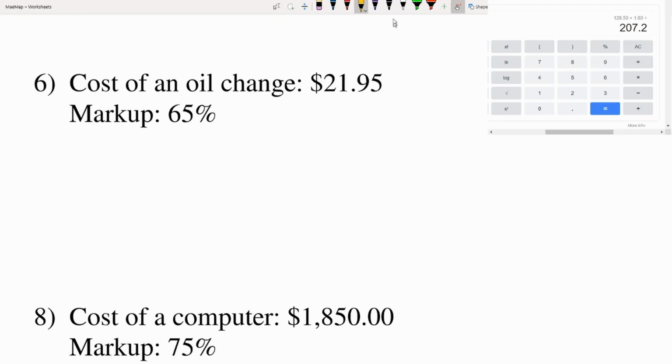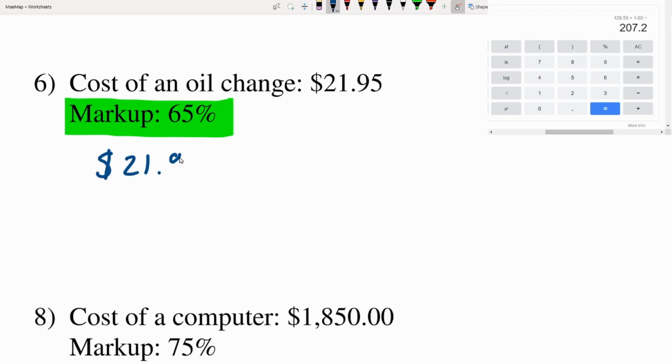So the cost of oil is $21.95 with a markup of 65%. Changing 65% into a decimal would be 0.65, or 65 hundredths. So we'll take our original purchase price and multiply that by 1.65, or 1 and 65 hundredths. So on our calculator, 21.95 multiplied by 1.65 gives us 36.2175. And remember, we're rounding to the nearest hundredth, so this is going to be $36.22.